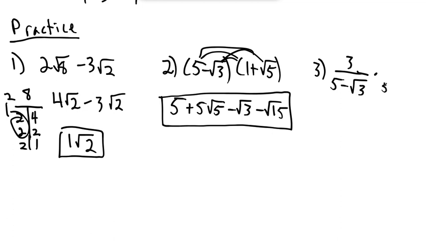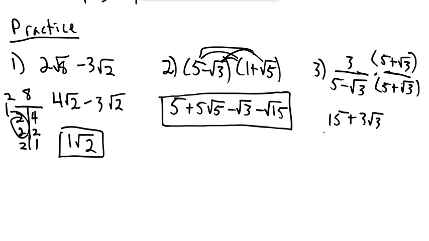And then for this last one, we have this square root in the denominator, meaning we're going to multiply by the conjugate. We're going to flip the sign and multiply by this on top and bottom. On the top, what do we get? Well, 3 times 5 plus the square root of 3, 3 times 5 gives us 15, plus 3 times the square root of 3 is just 3 square root 3.